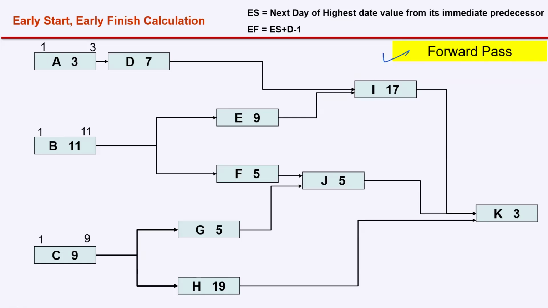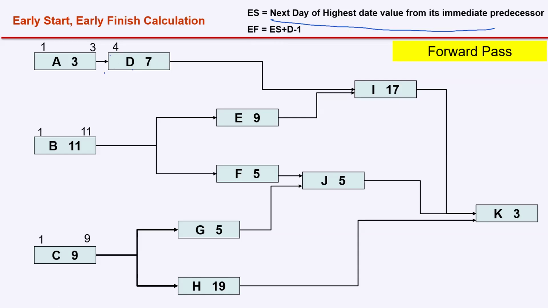Except for the first activities, for all the remaining activities, we have a formula to calculate the early start: the next day of the highest date value from its immediate predecessor. For D, the predecessor is A, finishing on day 3. So the next activity, activity D, can start on day 4 morning. When you finish activity A on day 3 evening, the earliest you can start D is day 4 morning.